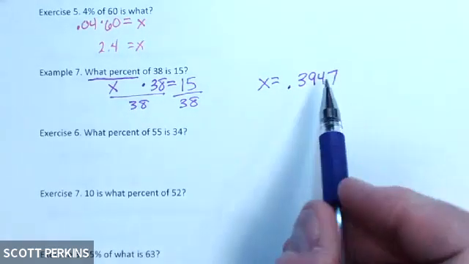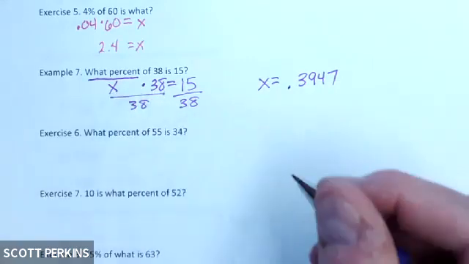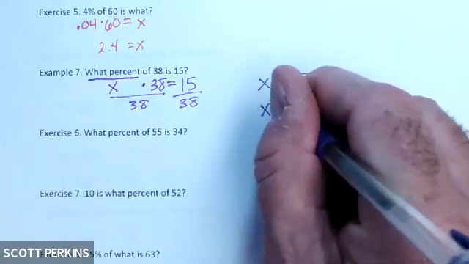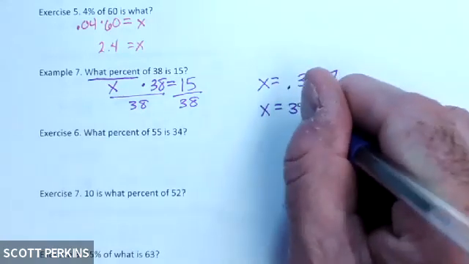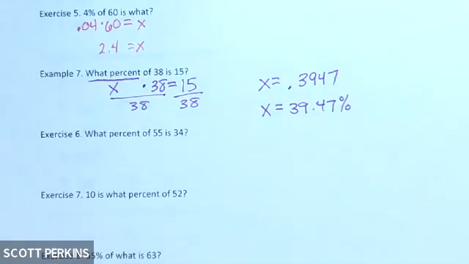But X was the number that I multiplied by 38, so that wasn't the percent, that was the decimal. So that means the percent is actually 39.47%, just using that skill that we reviewed real quick at the beginning of our time together today.